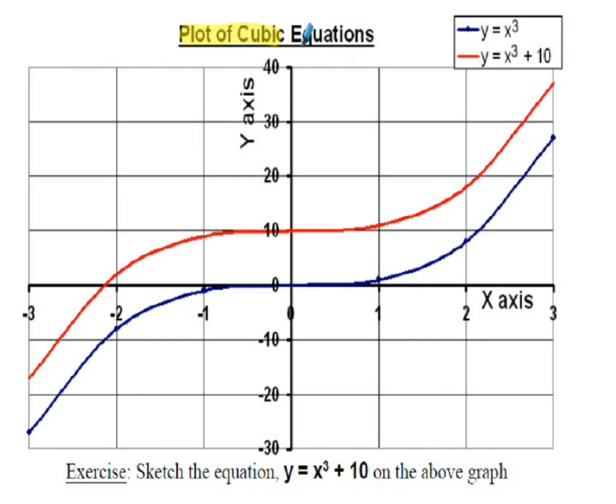So plot of the cubic equations. So we were given y is equal to x cubed on the previous slide. What I've done here is add the curve y is equal to x cubed plus 10. Basically it's a shift in the vertical axis because the d value in this case was plus 10.